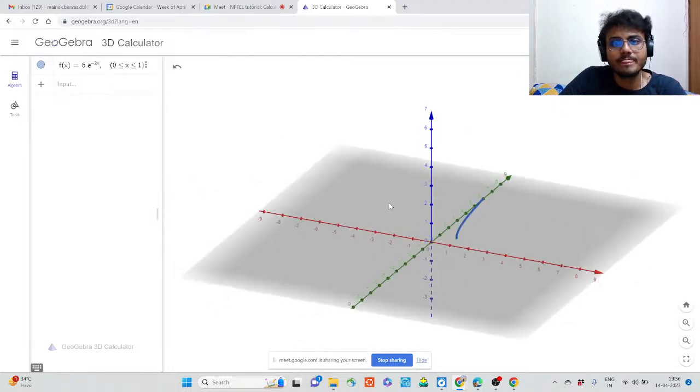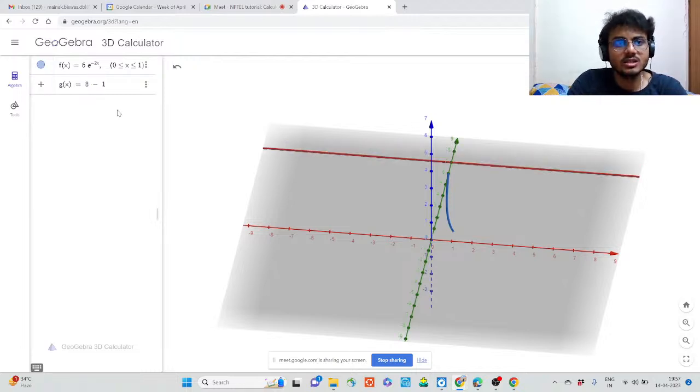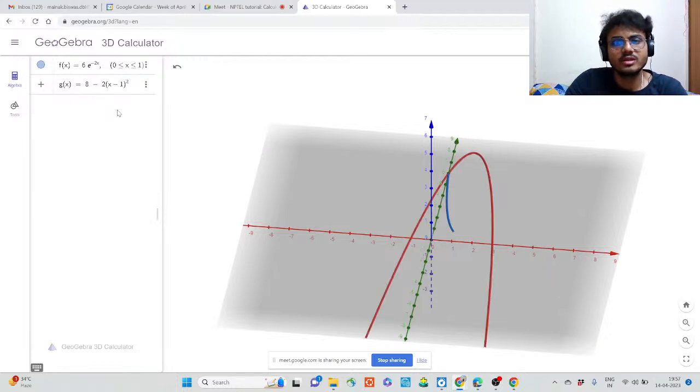You can see, exactly as we drew, 6 x e to the power minus 2x, and you have g(x). What was the equation that we got? 8 minus 2 (x minus 1) squared, right? See, I told you it has a maxima at 1. You can see now. Can you see?